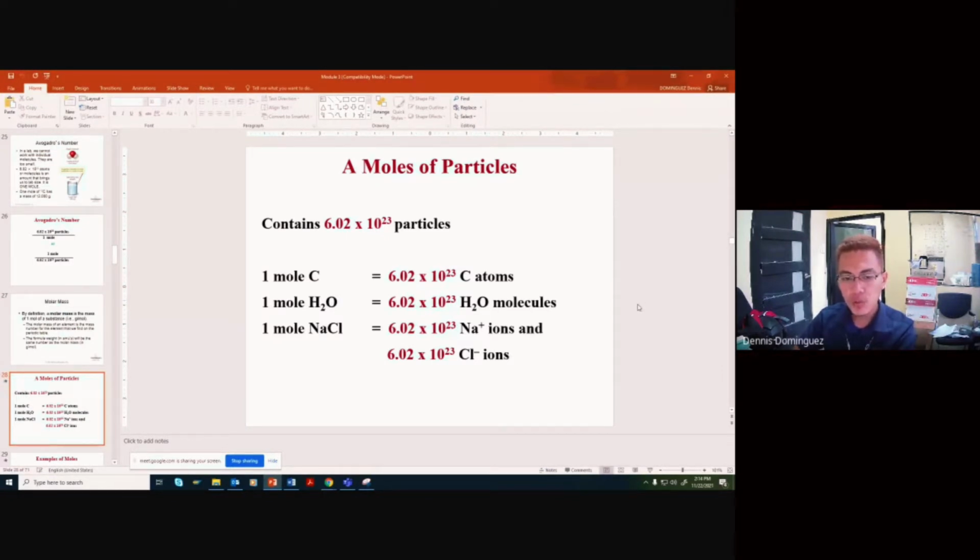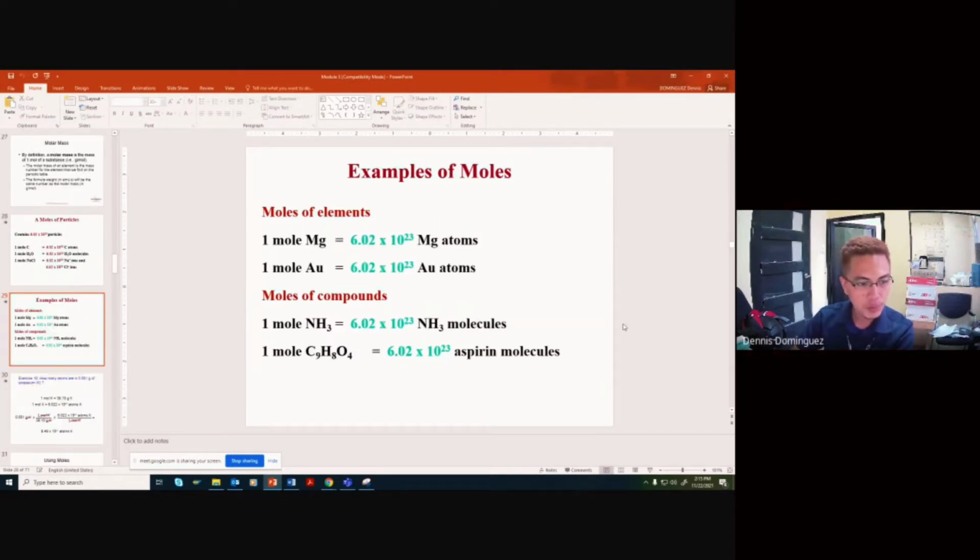The same way, 1 mole of water is also equal to 6.02 times 10 raised to 23 molecules of water. And then the same for 1 mole of NaCl: there are 6.02 times 10 raised to 23 sodium ions and 6.02 times 10 raised to 23 chloride ions. So that's the particle representation of Avogadro's number.